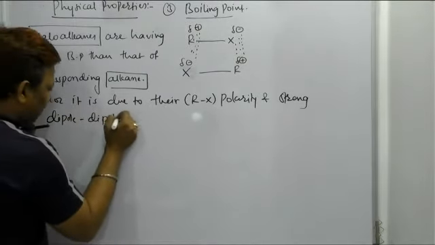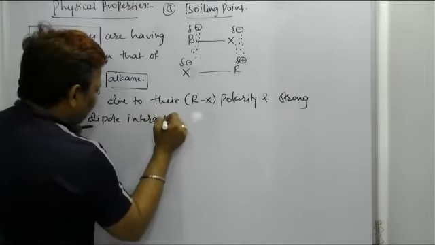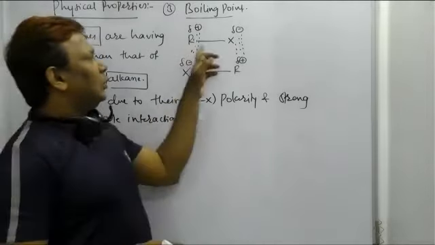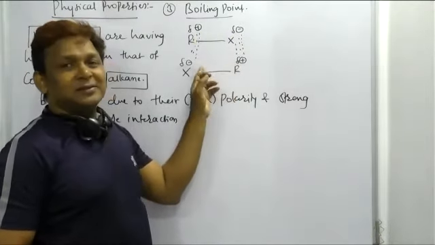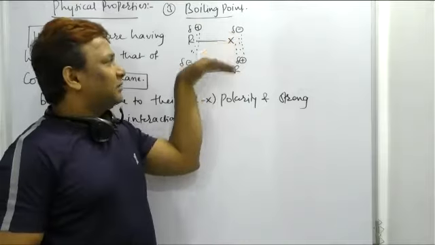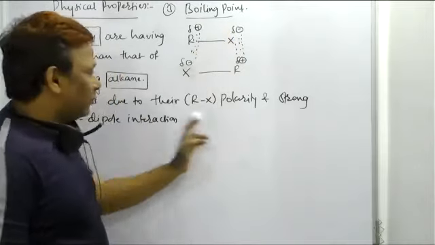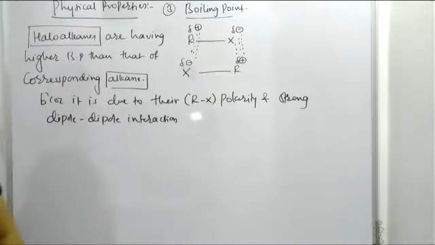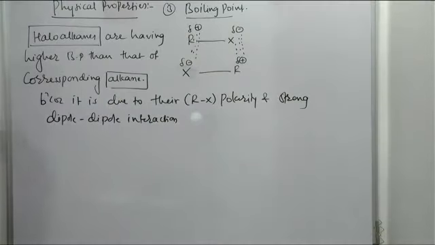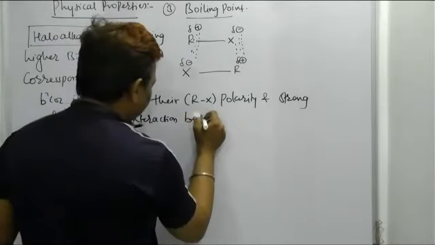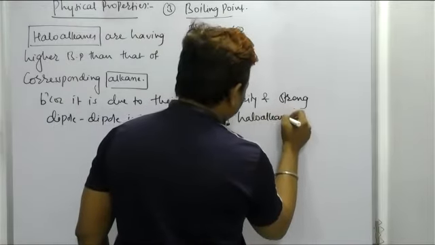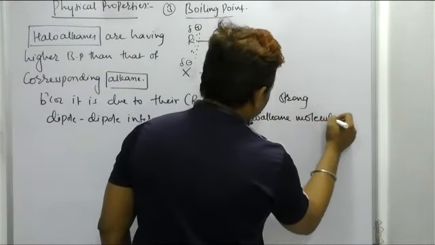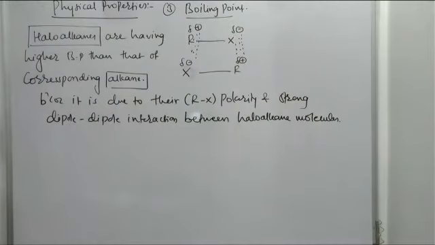dipole-dipole interaction. But try to understand, dipole means what? Haloalkane has two different poles, plus and minus. So a dipole is there, and the interaction between these dipoles is called dipole interaction. Is it clear, beta? Yes. Due to their polarity and strong dipole interaction between haloalkane molecules, right?